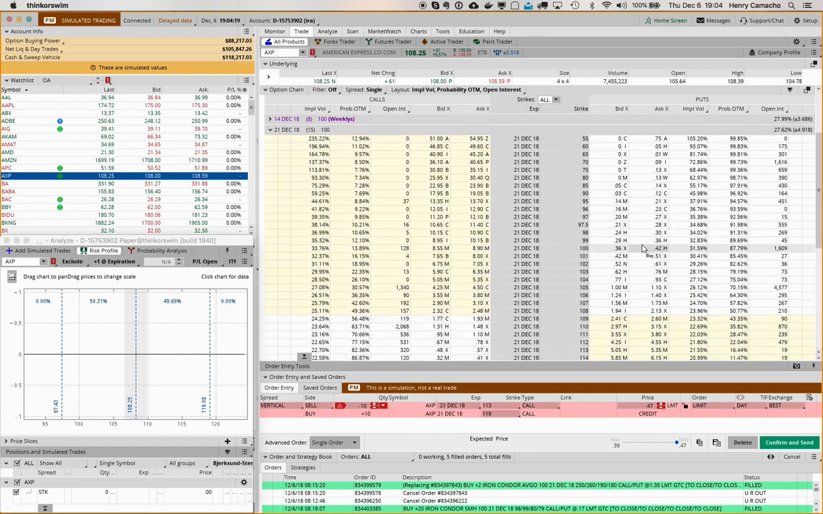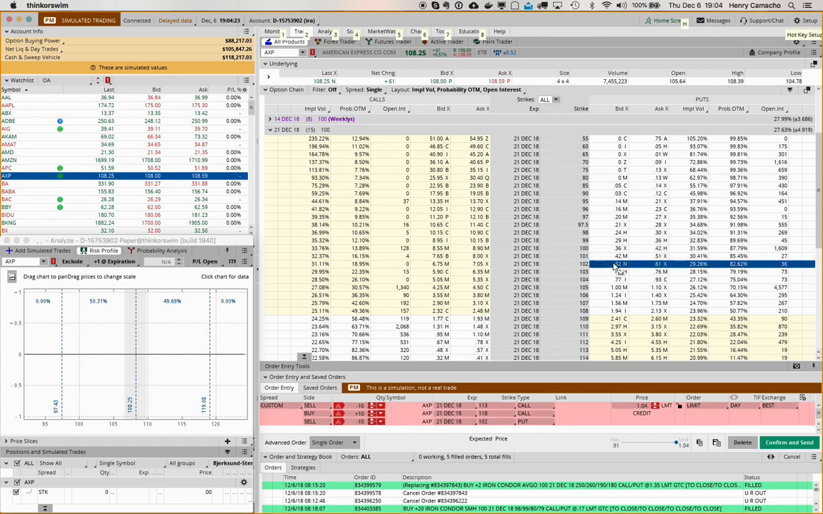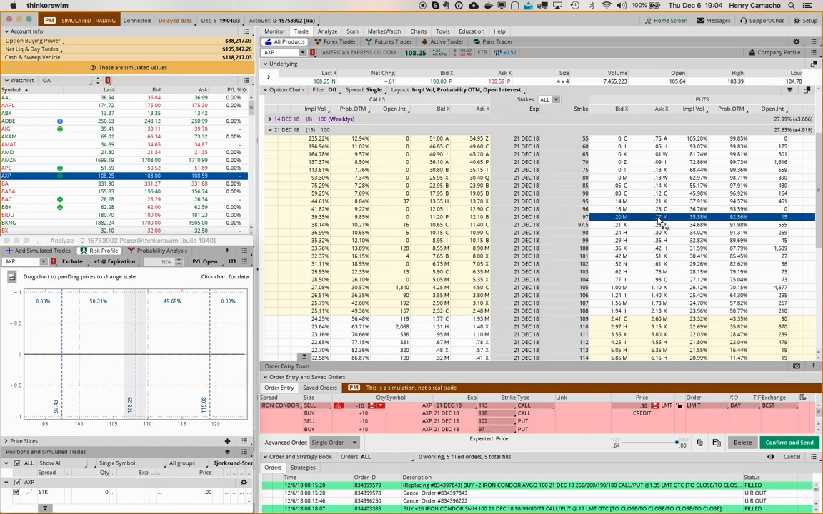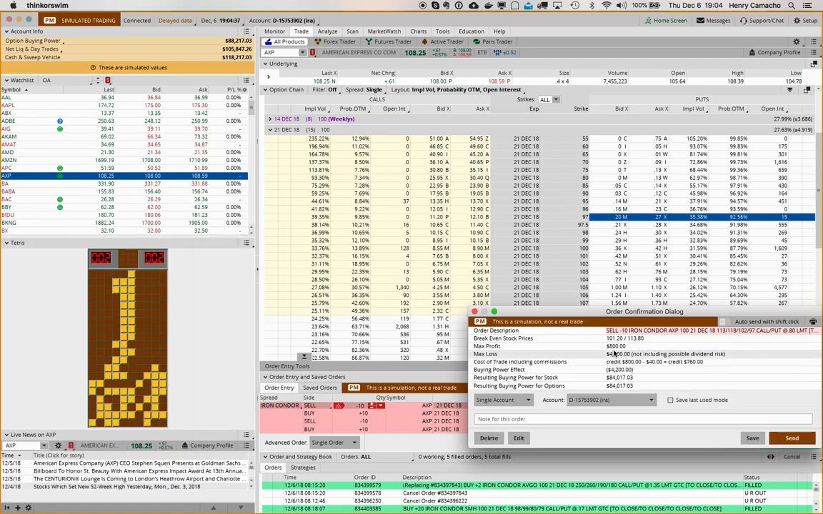Once again, taking a look at about the 82%. Here we go. And we'll go to the 97. And yeah, even less open interest here. And then now typically what I'll do is I'll hit the confirm and send, and I will take a look at how this sets up.